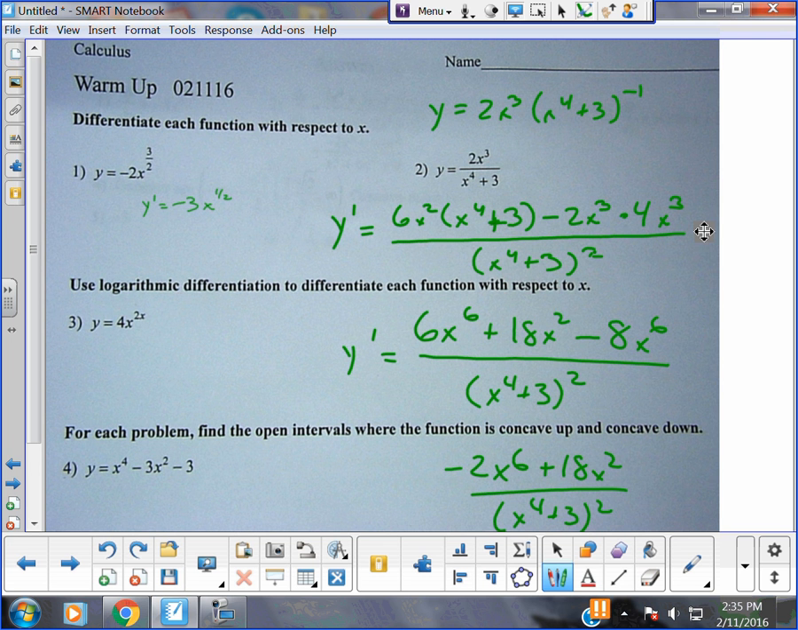And guys, if you were finding critical points, you would have to get to that point. Alright? So you could factor the numerator and see what made it 0. Critical points happen at that point.